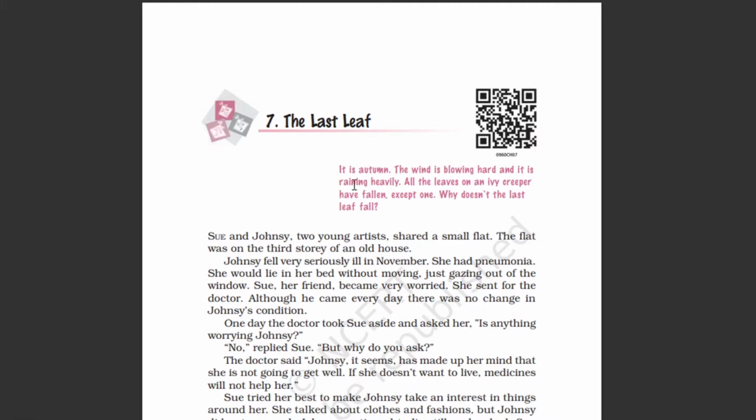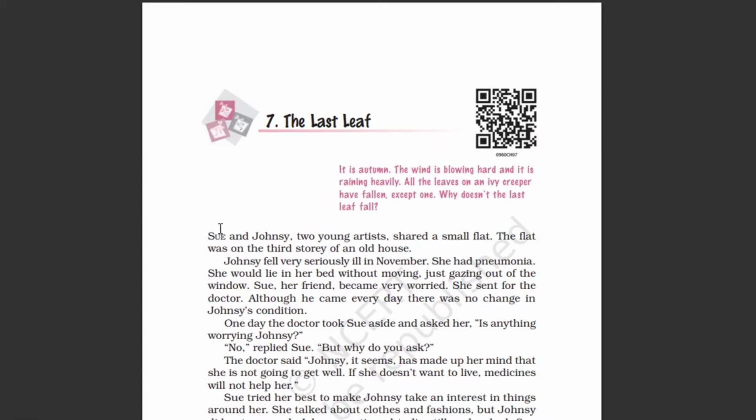The wind is blowing very hard and all the leaves from the ivy creeper, bale, have fallen down and only one leaf is left and that leaf has not fallen. So why doesn't that last leaf fall?